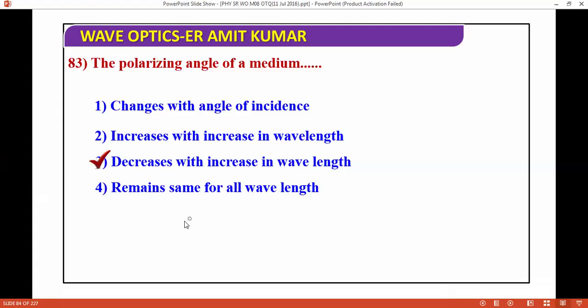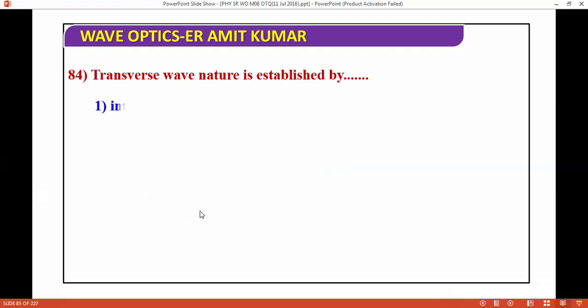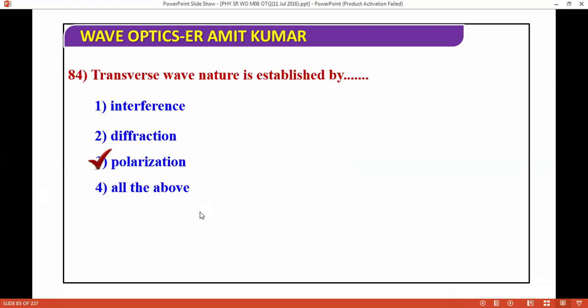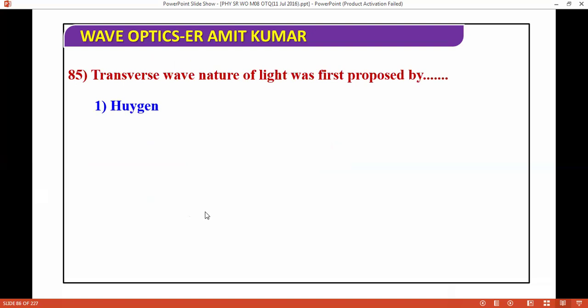Next question: the transverse wave nature is established by interference, diffraction, polarization, or all. I consider polarization: the transverse wave nature is established by polarization. Next question: the transverse wave nature of light was first proposed by Huygens, Fraunhofer, Maxwell, or Young. The transverse wave nature of light was first proposed by Maxwell.